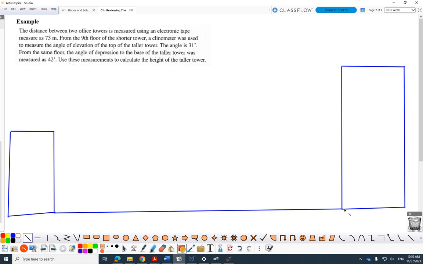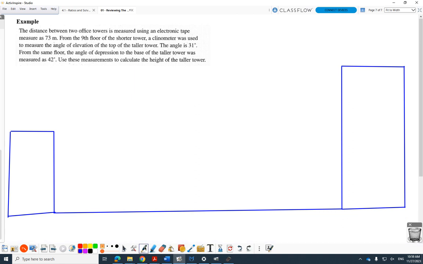Well, because I know the question. I know they're going to be different heights. It's going to be a boring question if they're the same heights. The distance between the two office towers is measured at 73 meters. So this distance here between the office towers is 73 meters. I don't need an electronic tape to figure that out. There's any number of ways to measure along the ground how far away these towers are from each other.